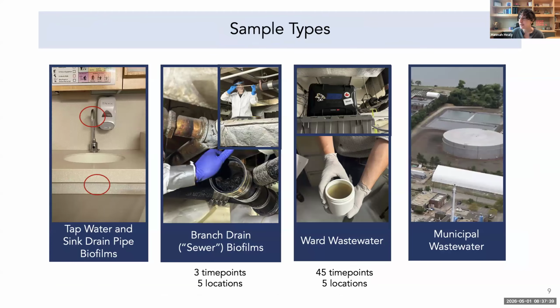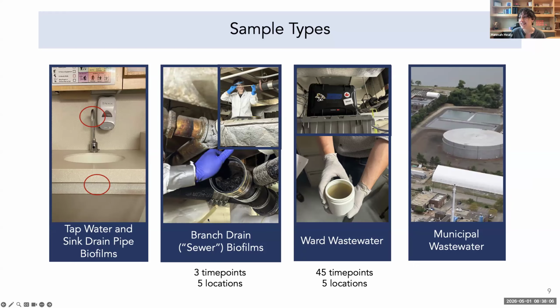We collected various types of samples. So of course, wastewater, which we collected with composite autosamplers at 45 different time points over the study at these 5 locations. We connected the autosamplers directly to branch drains, so these horizontal pipes that were points of convergence for all of the rooms on the ward, sometimes spanning multiple floors.